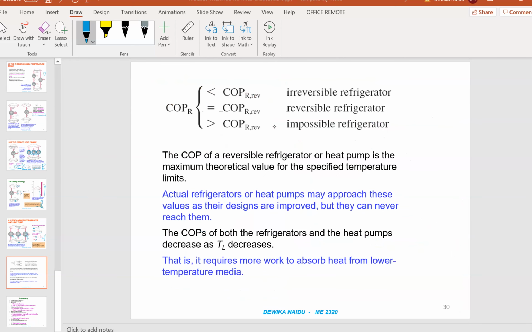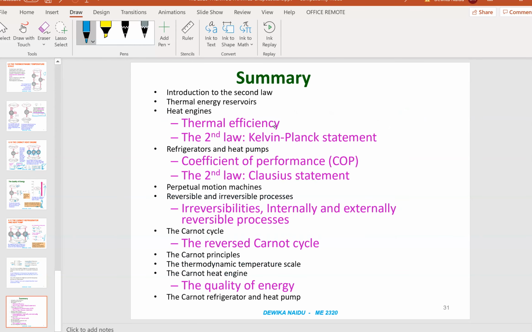This is the summary. Like previously, if the COP of your refrigerator equals the reversible, then it is a reversible refrigerator. If it's lesser, it's irreversible, and if it's greater, it is impossible. So that is the end of this chapter.